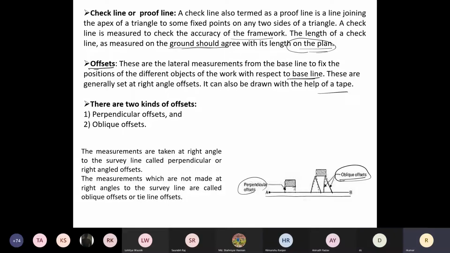Sir, oblique. Yes, very good. So oblique offsets are more accurate because we are taking the two measurements for that. The measurement taken at right angles is called perpendicular, and those not made at right angles we call the oblique offsets. It is very simple.